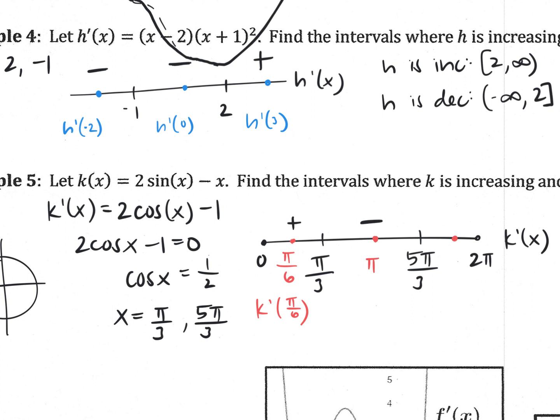Pick a point in between 5 pi over 3 and 2 pi. What's a number we can pick? 5 pi over 3 is the same as 10 pi over 6, right? Let's do 11 pi over 6. Or 7 pi over 4. Then if I plug that back into 2 cosine x minus 1, am I going to get a positive or a negative value? Positive. It is positive.